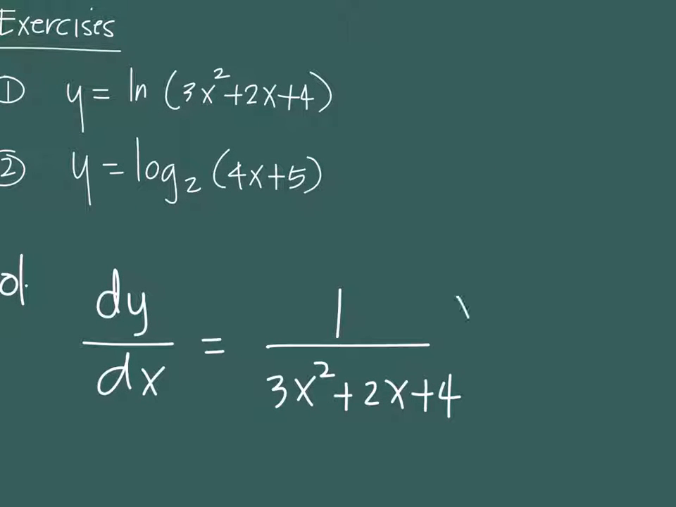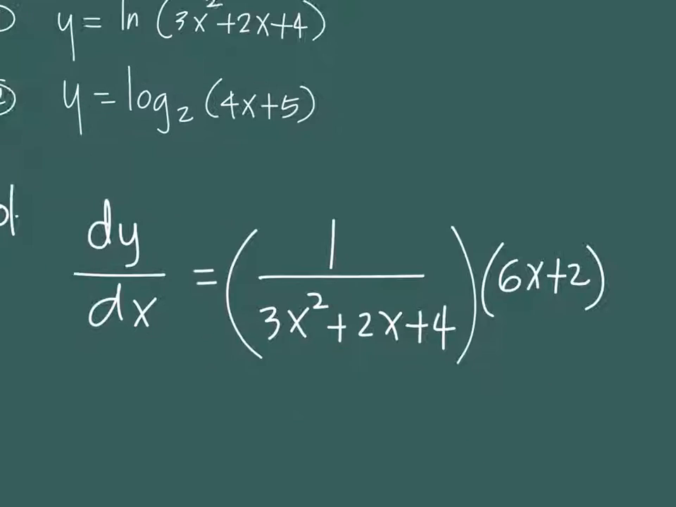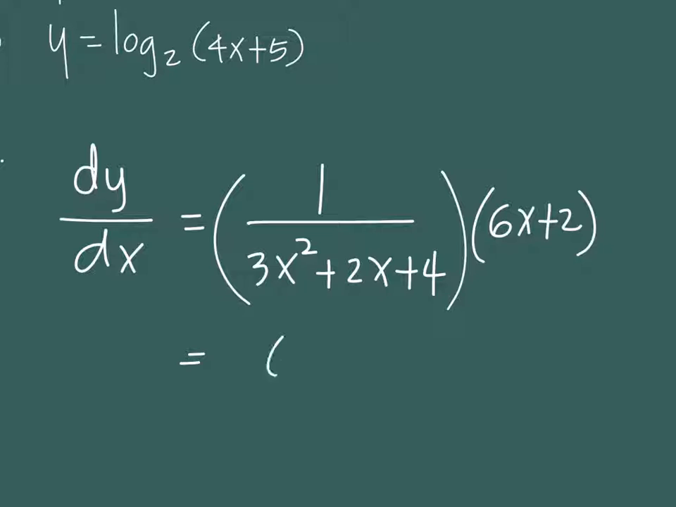Multiply to the derivative of 3x squared plus 2x plus 4, which is 6x plus 2. Okay, and then you can just simplify this by writing it as 6x plus 2 over 3x squared plus 2x plus 4. Okay, so please check your work.